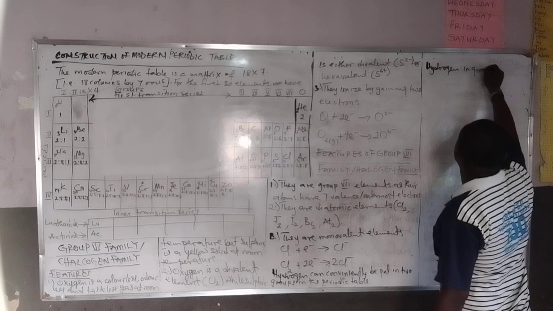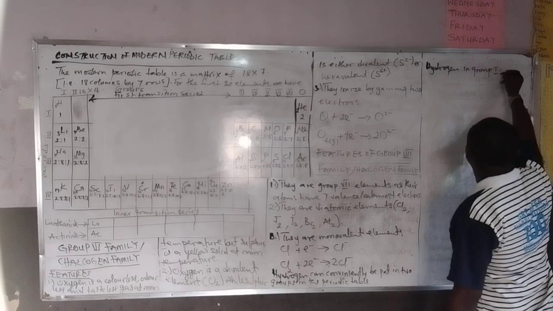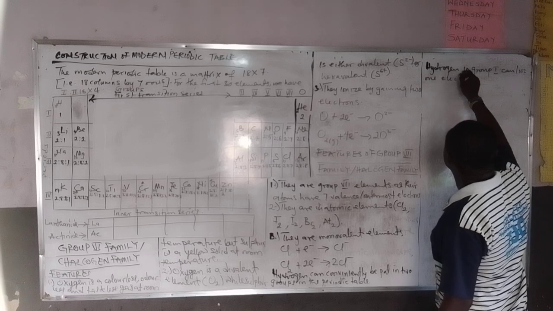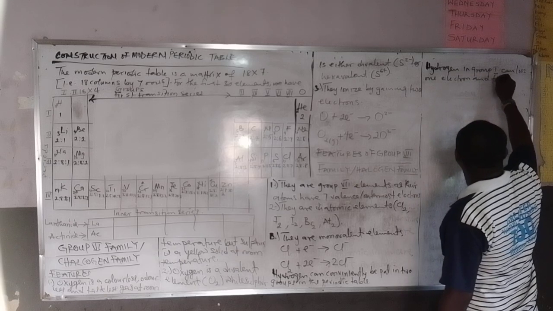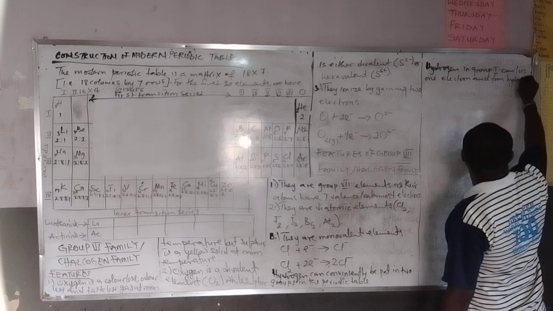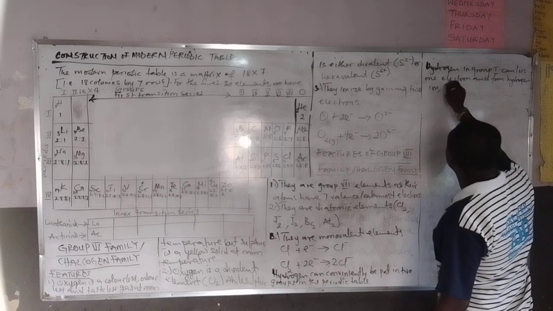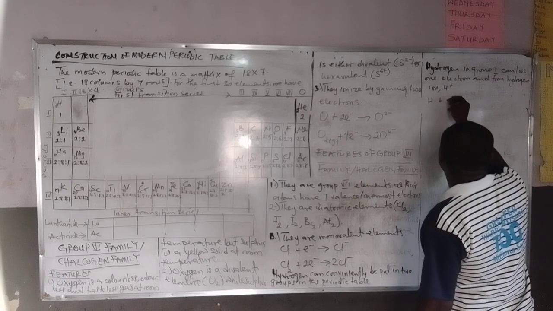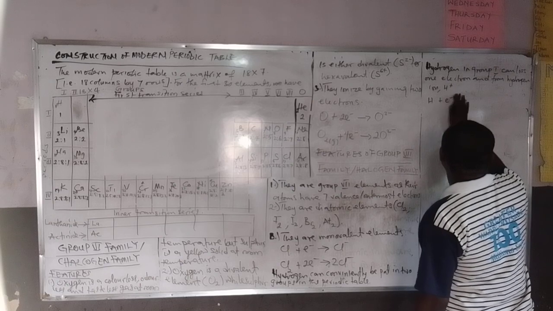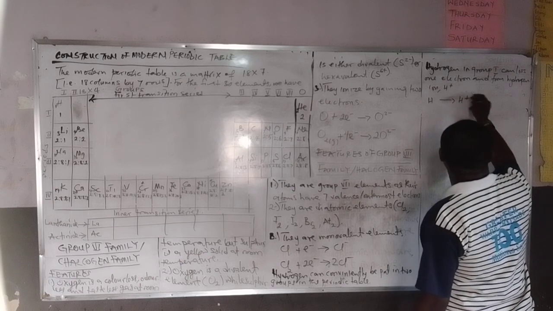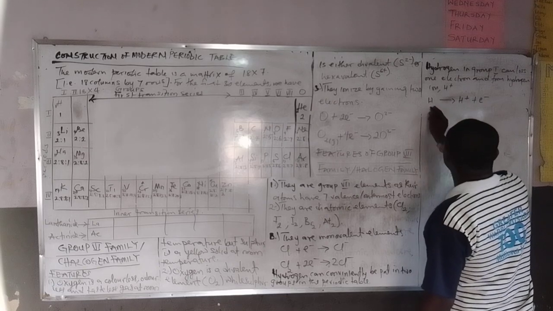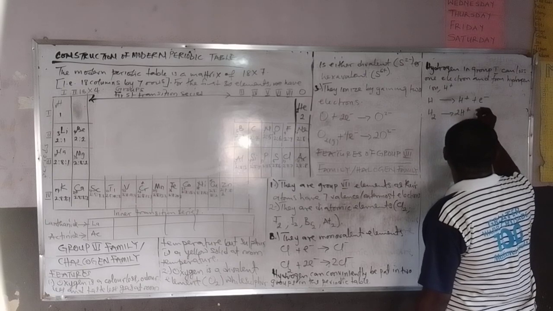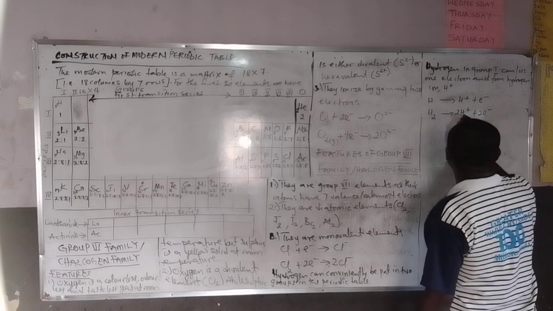Why? The reason is that hydrogen in group 1 can lose one electron and form what? It forms the hydrogen ion, which is H plus. So one hydrogen atom can lose one electron and form H plus. Then, since hydrogen is diatomic, H2 becomes 2H plus and 2 electrons. So you form the hydrogen ion here.